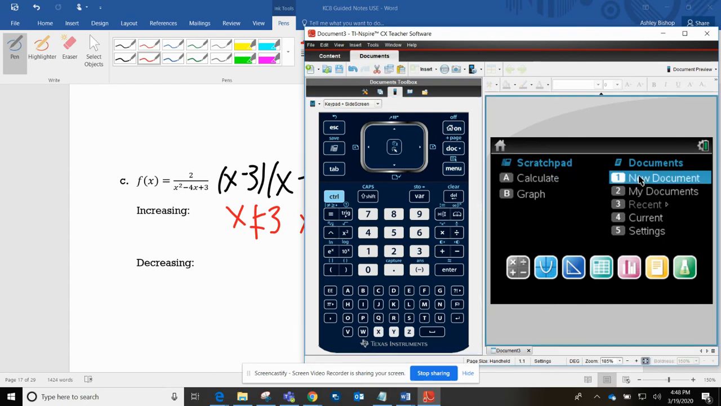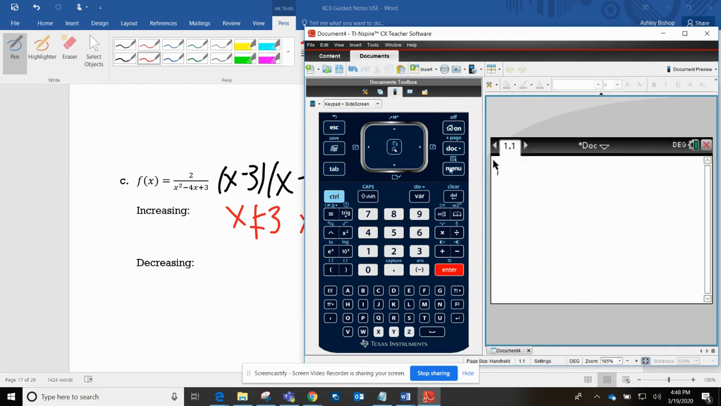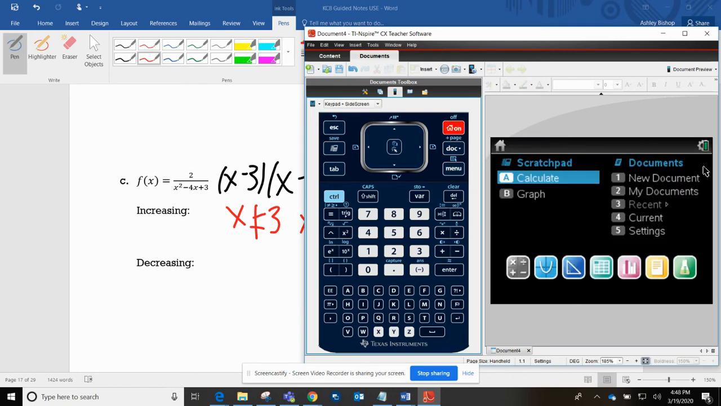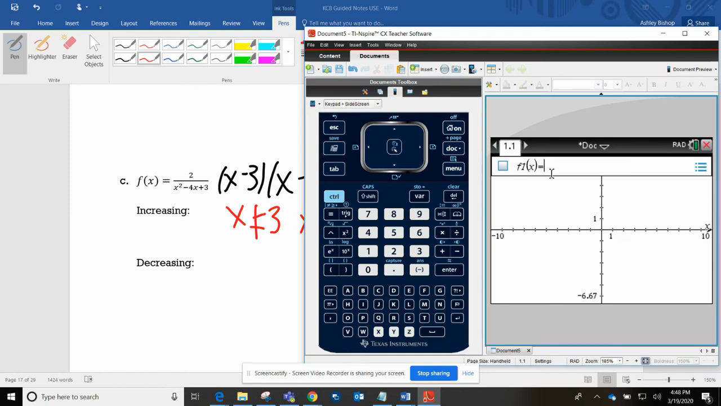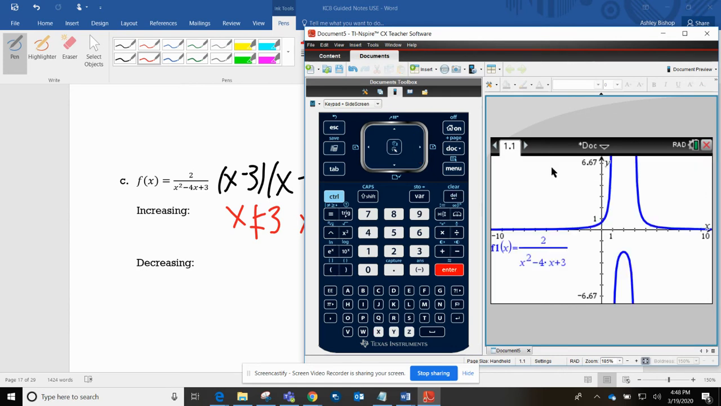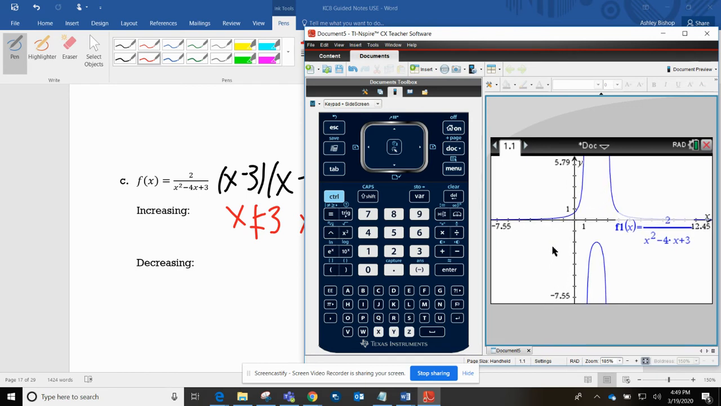So let's see if that's true. So we're going to go to new document. No, I don't want to save this. Menu. New document. Add a graph. Remember, you want to put the numerator in parentheses separate from the denominator. X squared minus 4x plus 3. And you're going to get something like this. And so we're like, okay, what's going on here? And so we still are going to take this one step at a time.